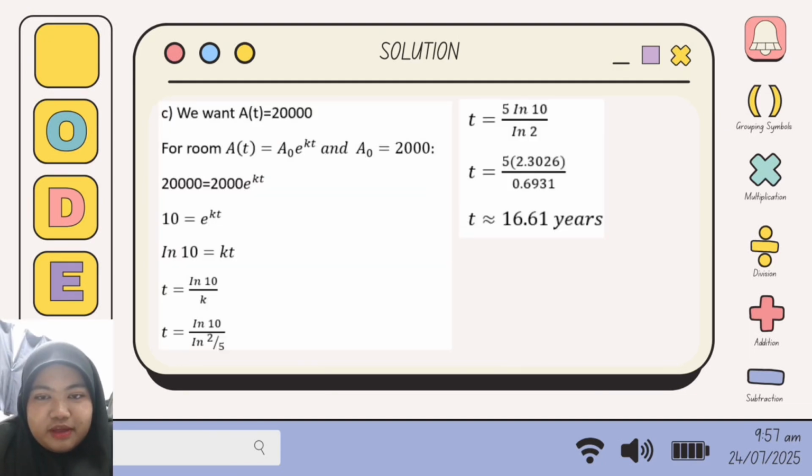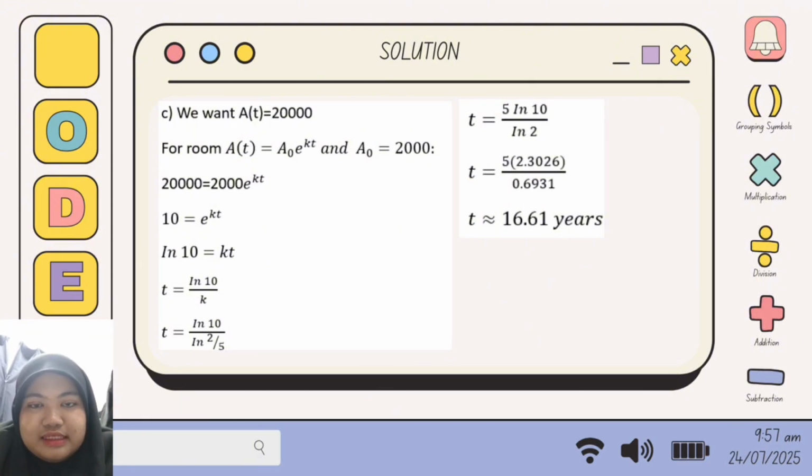Now, we go for the last part. For part C, we want to find the time when the amount becomes RM20,000. So, 20,000 = 2,000 e^(kt), and then we divide both sides by 2,000. So, 10 = e^(kt), and then take the natural logarithm. So ln 10 = kt. So t = ln 10 / k, and then we substitute the value of k. So t = 5 ln 10 / ln 2.